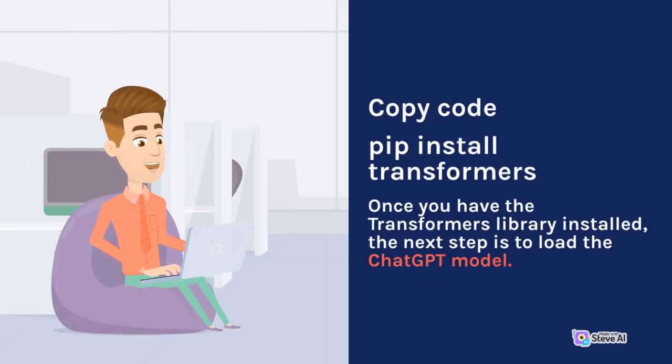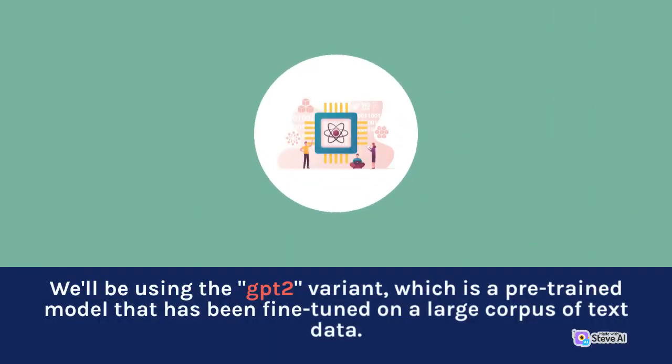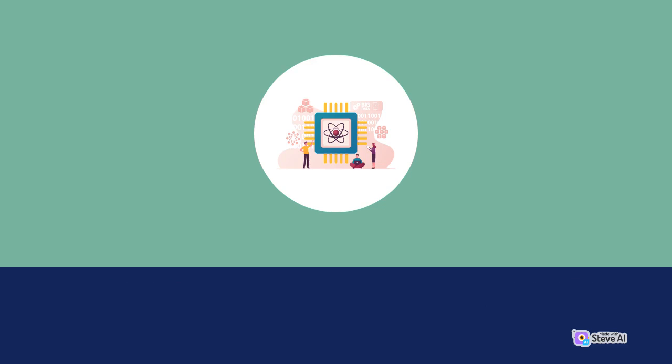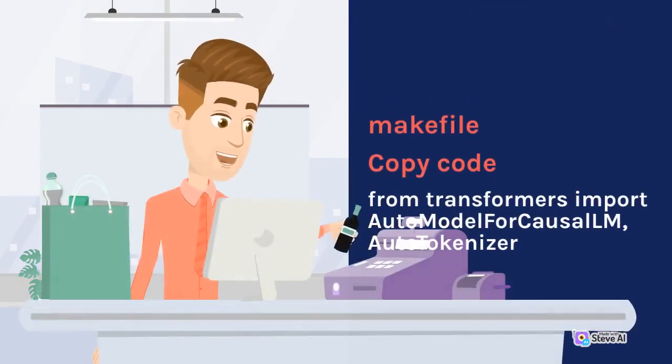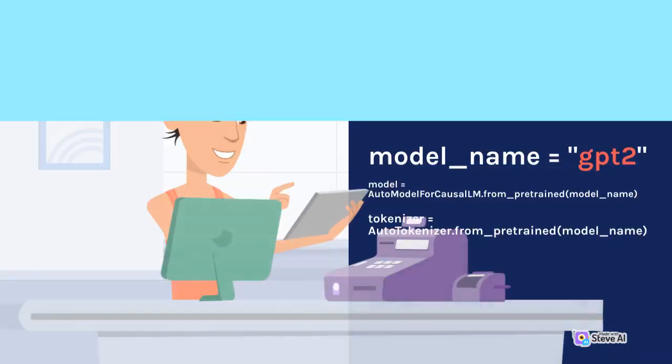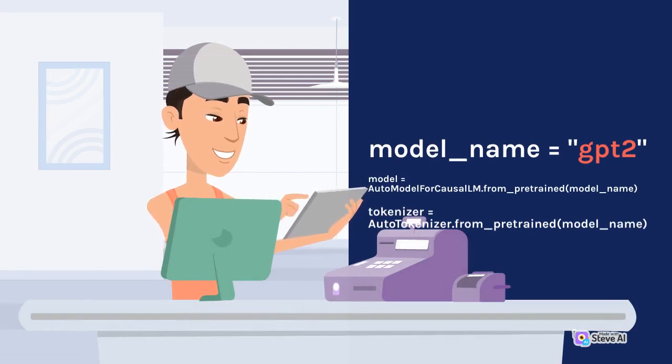Once you have the transformers library installed, the next step is to load the Chat model. We'll be using the GPT-2 variant, which is a pre-trained model that has been fine-tuned on a large corpus of text data. Here's how you can load the model in Python. from transformers import AutoModelForCausalLM, AutoTokenizer. model_name = "gpt2". model = AutoModelForCausalLM.from_pretrained(model_name). tokenizer = AutoTokenizer.from_pretrained(model_name).